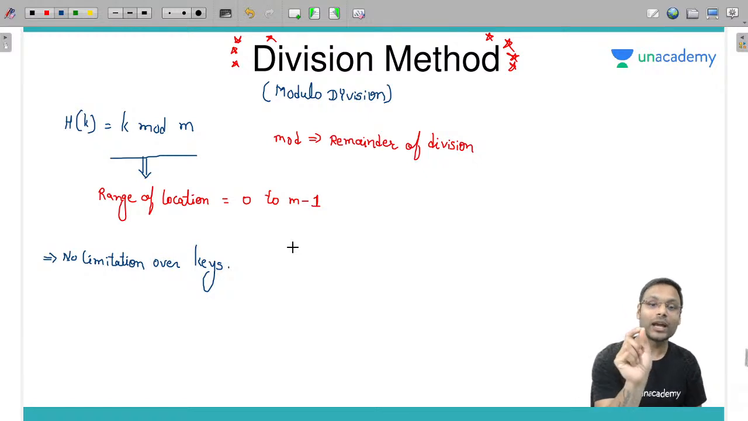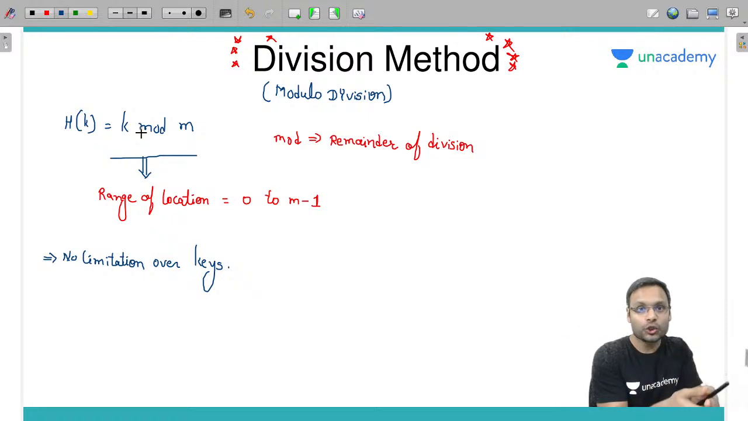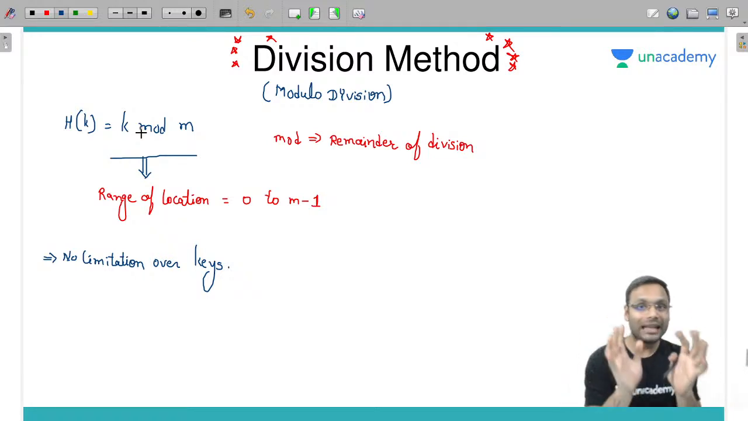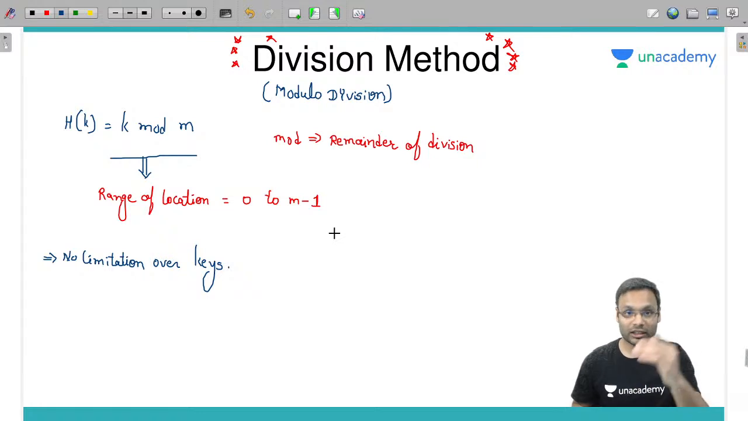Yes, any key you can store, just because this modulo division method will reduce your key to a specific location. Any key to a specific location. Are you all agreed on this particular point that there is no limitation over key? Key can be any value and you can insert that into this hash table if you have k mod m, the modulo division method, as the hash function.